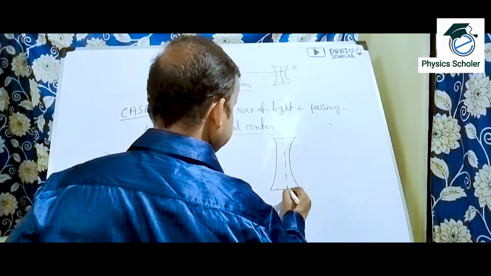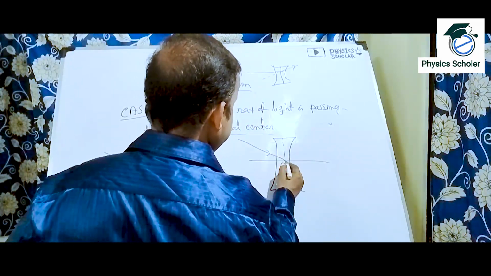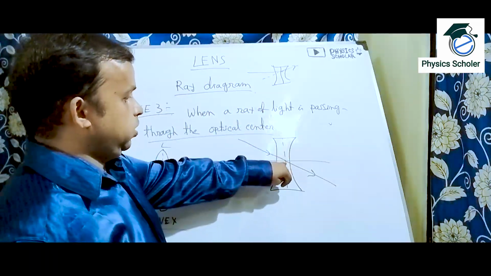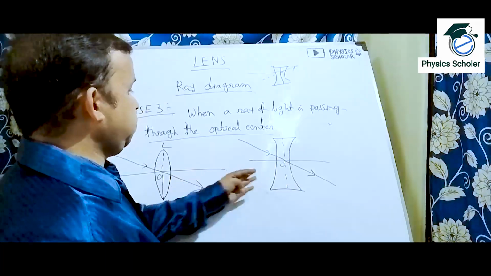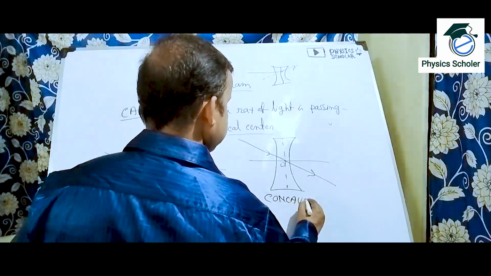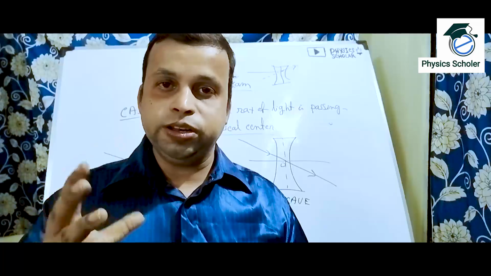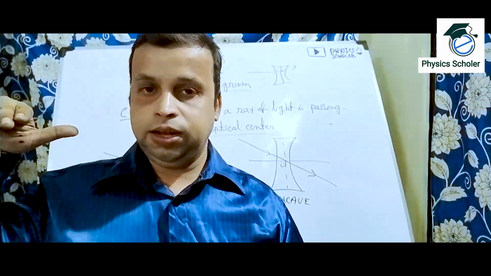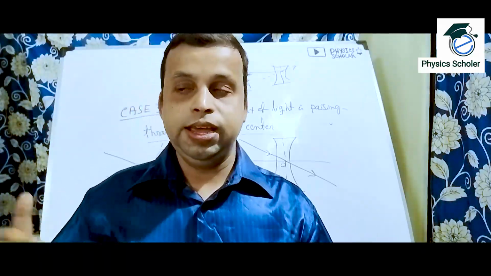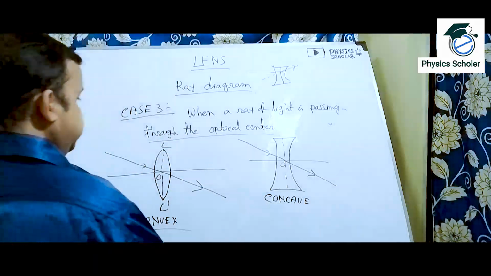And in case of the concave lens, a ray of light falling on the optical center will be in the same path. So when a ray of light is incident on the optical center of any type of lens, whether concave or convex, then after getting refracted, it will follow the same path. So these are some concepts of the ray diagram, how the refracted ray will move in which directions. If we can remember these rules, we can easily draw it.